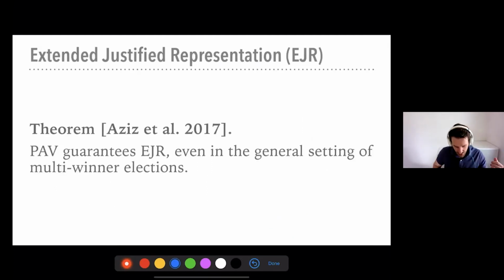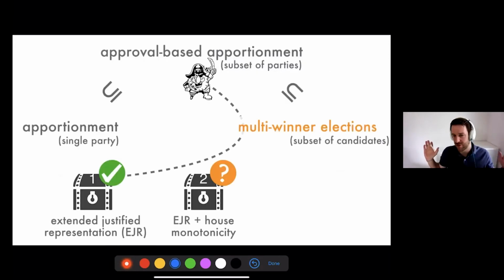And it has been shown a while ago that this rule actually satisfies or guarantees this axiom of EJR, meaning that it always outputs a committee, a parliament, that satisfies this EJR axiom. Okay, so this is nice, and this holds even in the general setting of approval-based multi-winner elections. So in particular, this holds for our setting. Okay, so this is something where we didn't really have to do anything, just the embedding.